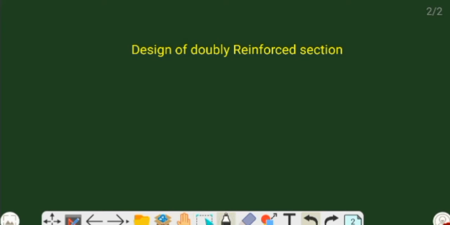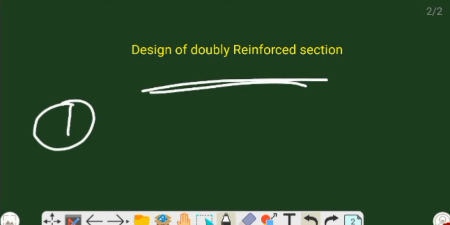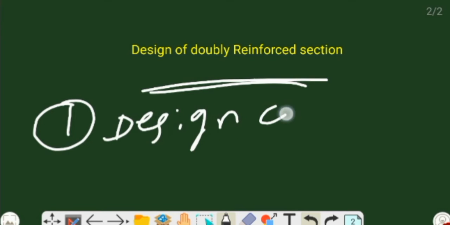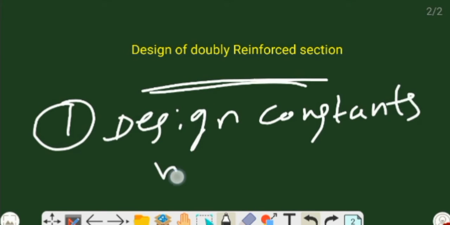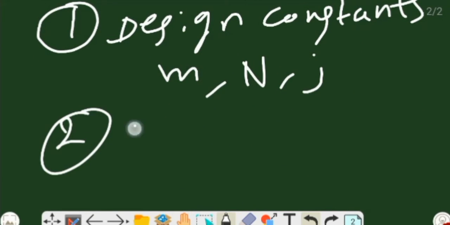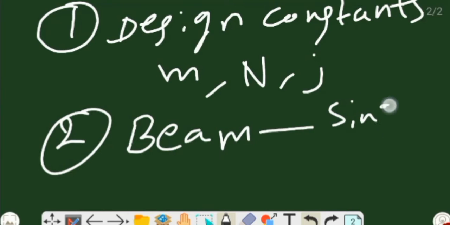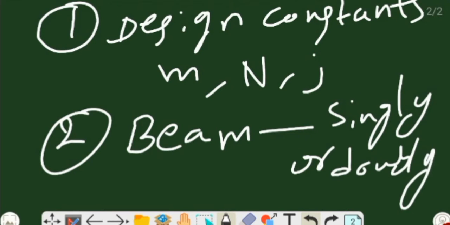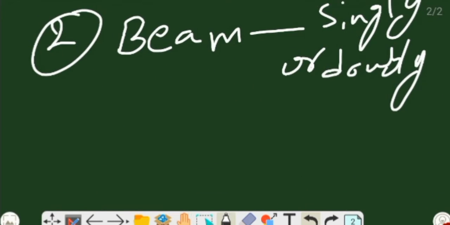In this video I will discuss the design of a doubly reinforced section. In this design process we calculate three steps. Step 1 is to calculate the design constants, that is the modular ratio, neutral axis depth factor and lever arm factor. The next step is to calculate whether the beam is a singly reinforced section or a doubly reinforced section. And next we calculate the area of reinforcement.